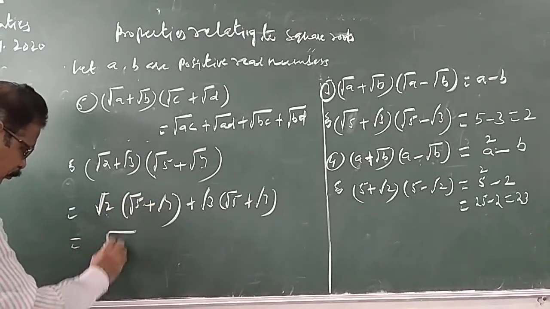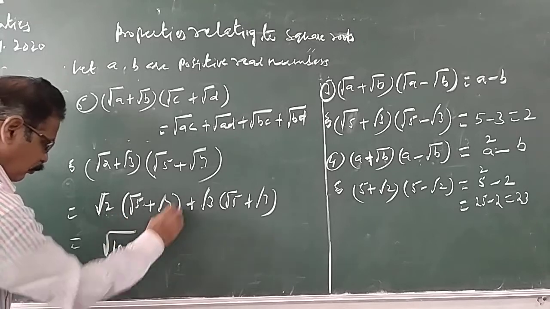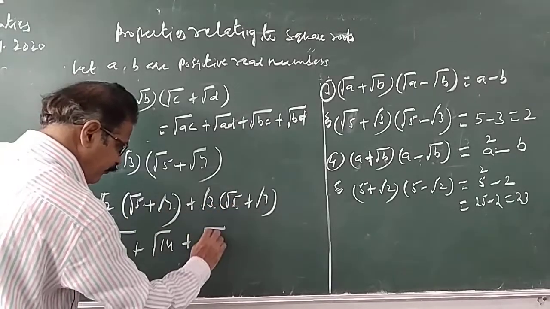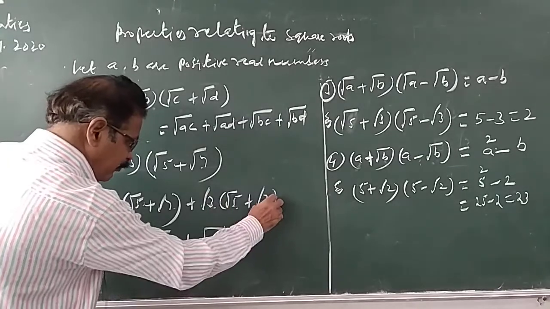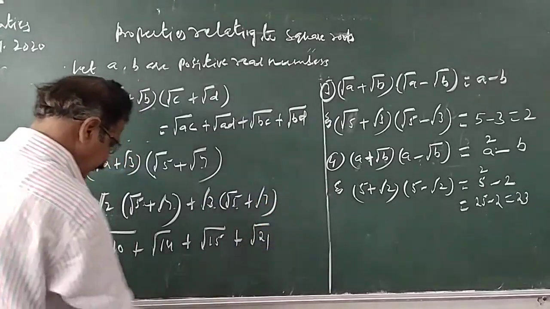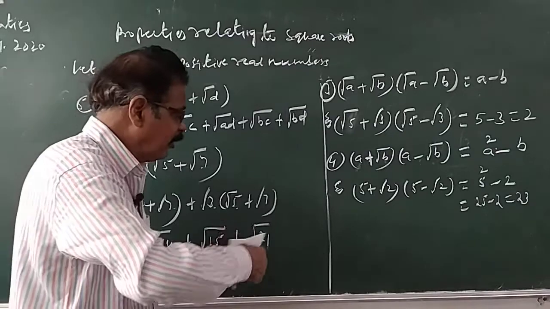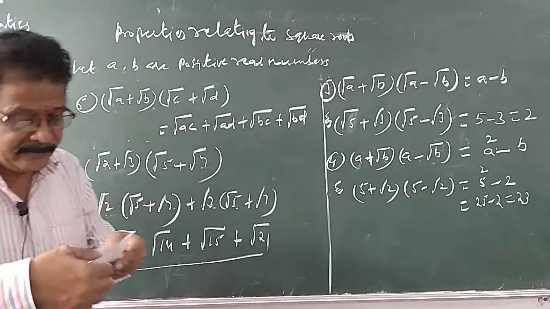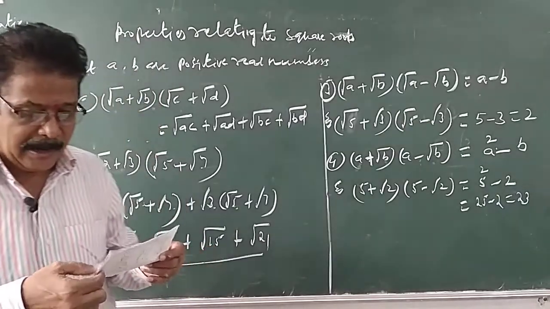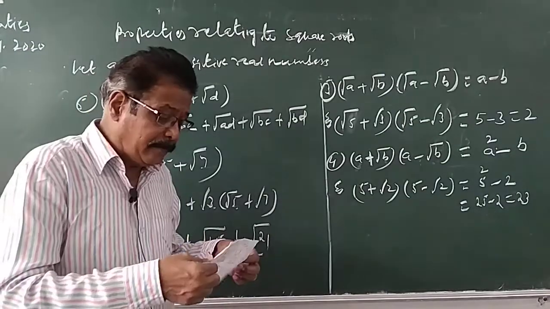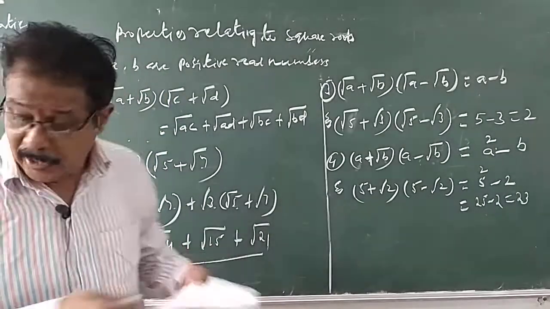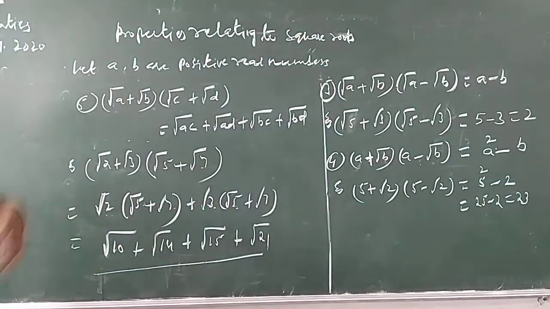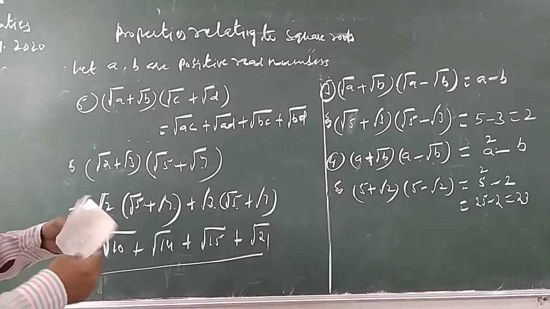Root 2 into root 5 is root 10, root 2 into root 7 is root 14, root 3 into root 5 is root 15, root 3 into root 7 is root 21. This is the simplification of (root a plus root b) into (root c plus root d). This is the law.